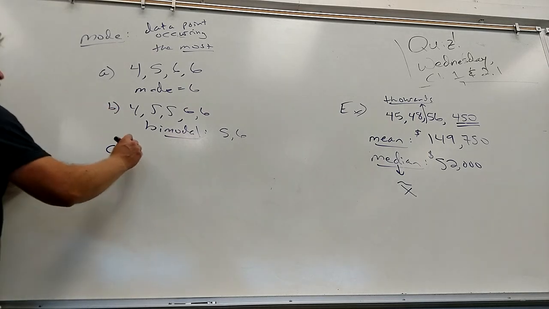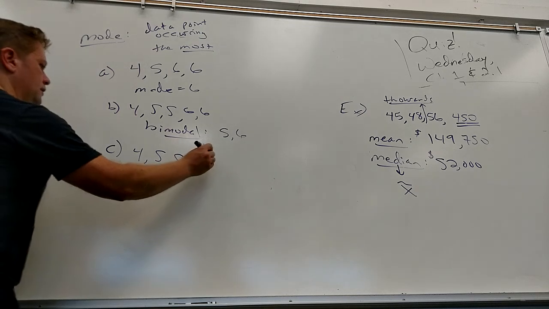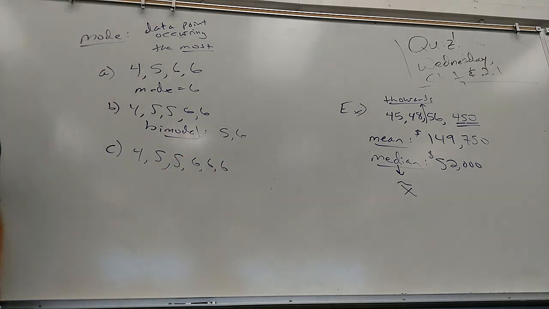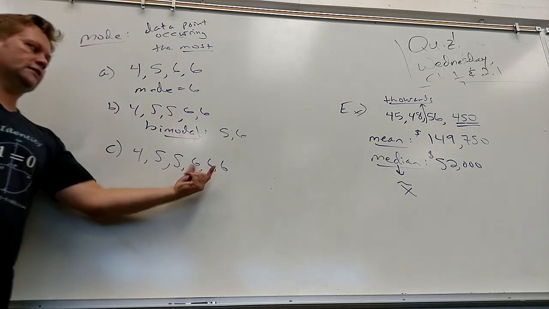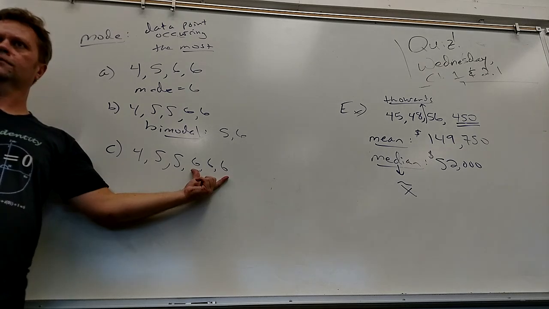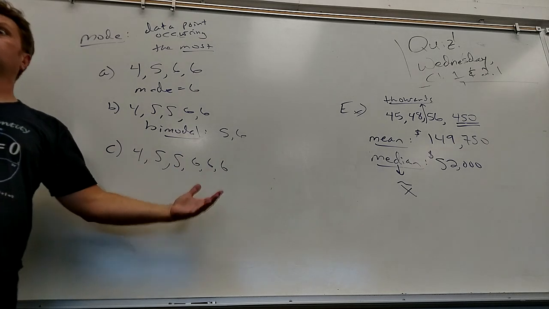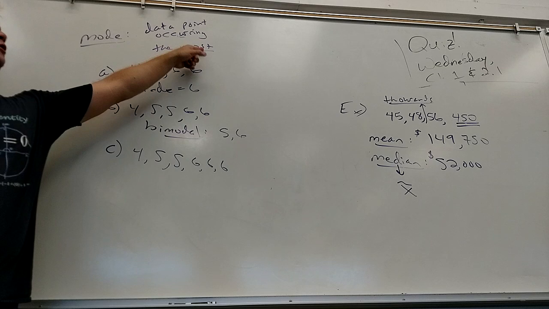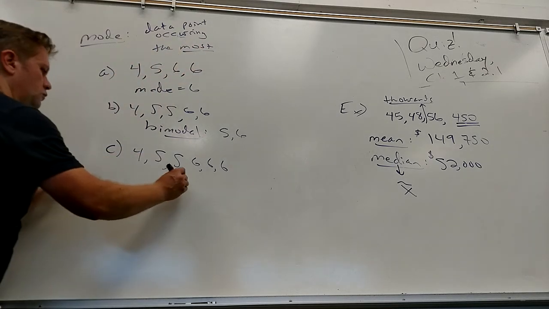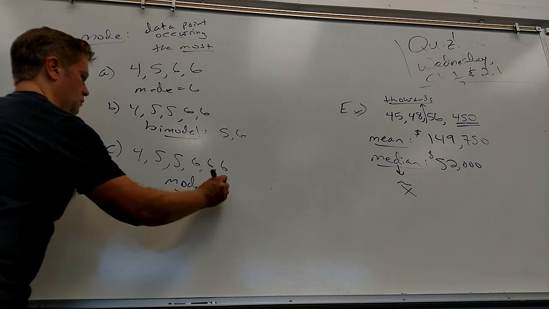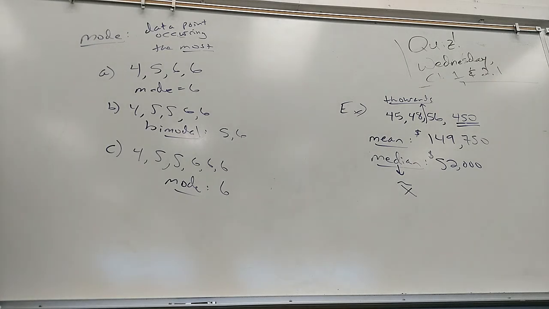Right. What about 4, 5, 5, 6, 6, 6? 6, good. Not 5 and 6. There's a clear winner. 6 is the winner. So I'm not just saying which numbers are repeated. I'm saying which one occurs the most. So in this case, it'd be unimodal. Just one mode, 6.